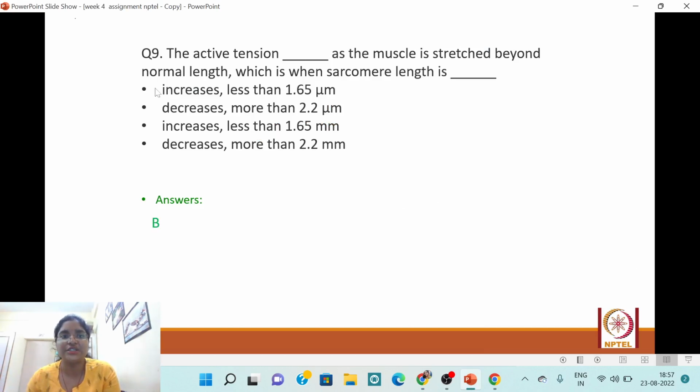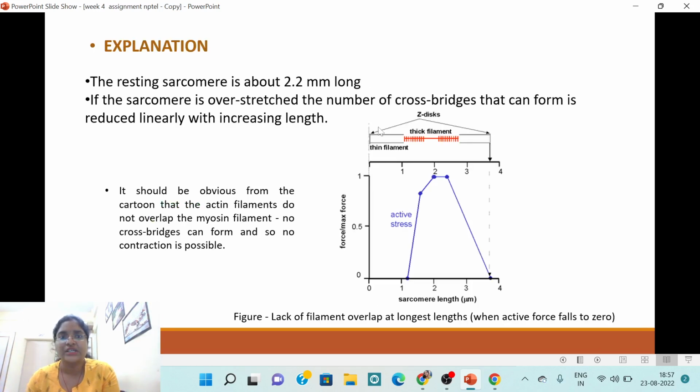The active tension decreases as the muscle is stretched beyond normal length, which is when the sarcomere length is 2.2 micrometer. We'll see how. So here you can see. First of all, the basic information is the resting sarcomere has a length of 2.2 micrometer. It is not millimeter, typing mistake.